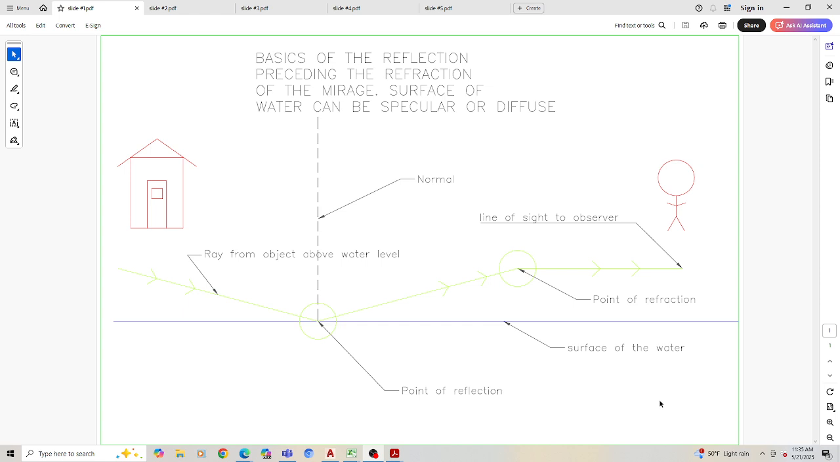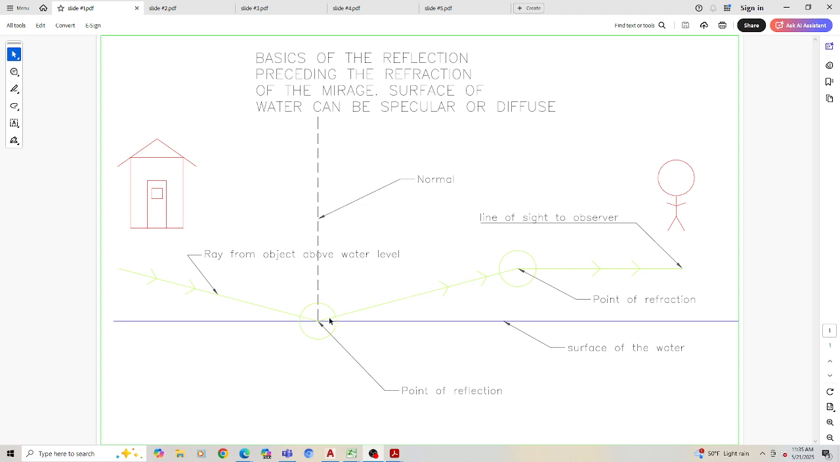So now we'll start. The basics behind this is that we will have objects like a house that will cast a ray of incidence onto the surface of the water and reflect at an angle of reflection. This is the point of reflection. Reflection does not magically happen in the middle of the air. Reflection by law needs a surface to reflect off of. That surface will have a normal, an incident ray, and a ray of reflection.